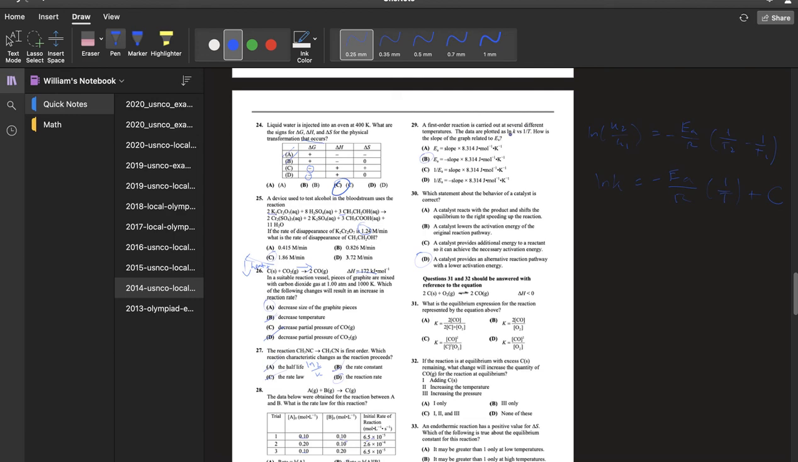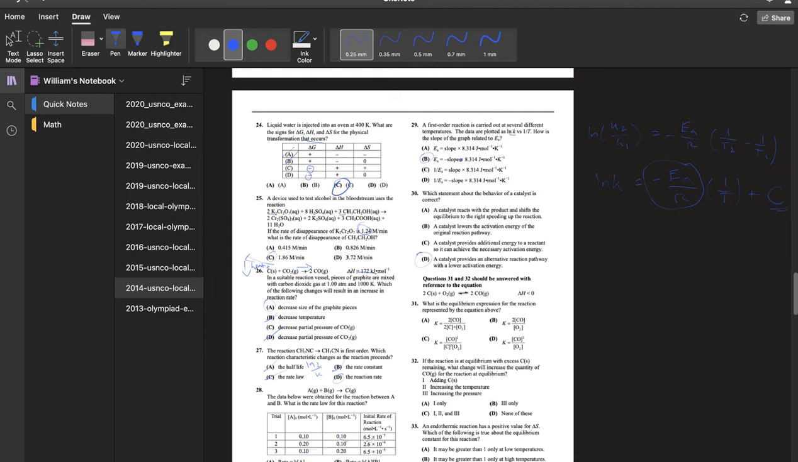So if you plot ln K versus 1 over T, basically you're going to have a y equals mx plus b equation. What I just circled is going to be your m, this is your b. So circle is the slope, and then c is the y-intercept. Yeah, so that's how you get the definition for the activation energy.